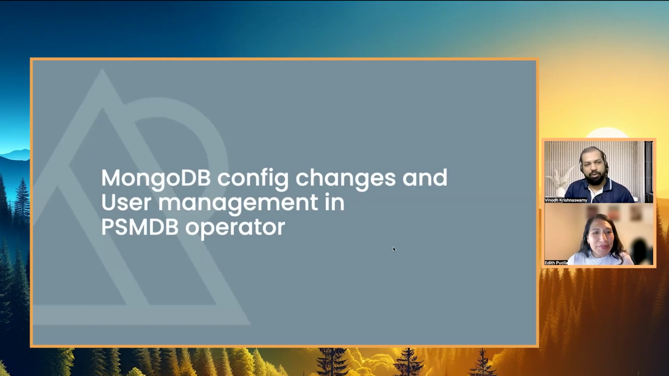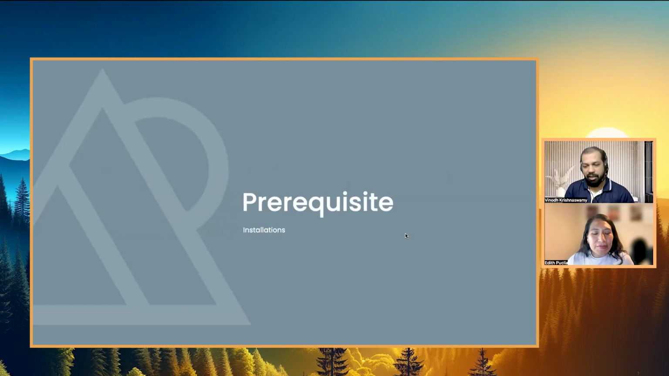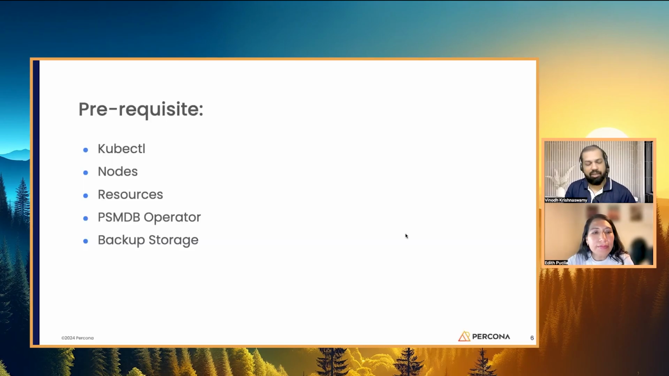Today we are going to look at config changes in MongoDB, especially in the operator environment, as well as the user management. And this is particularly for the operator environment. Before going into the details, you need to have kubectl installed and you need to have enough nodes, resources, operator, and the storage. We are not going to talk anything about backup, but in the coming episodes, we are going to talk about that as well.